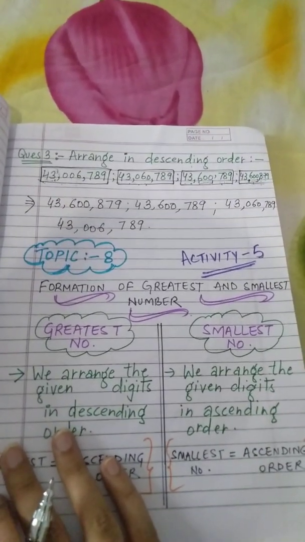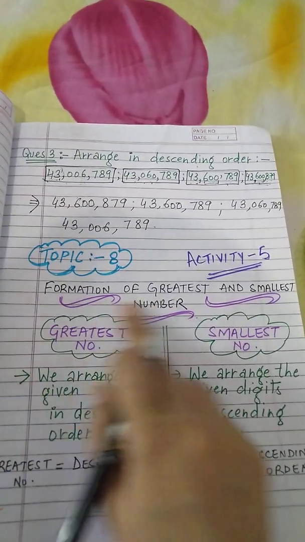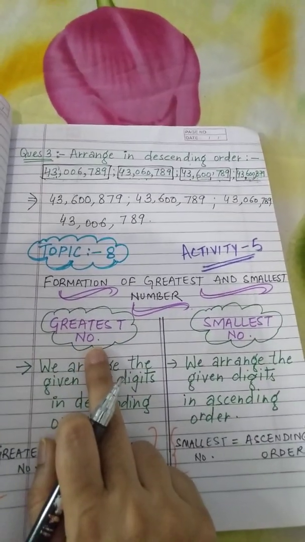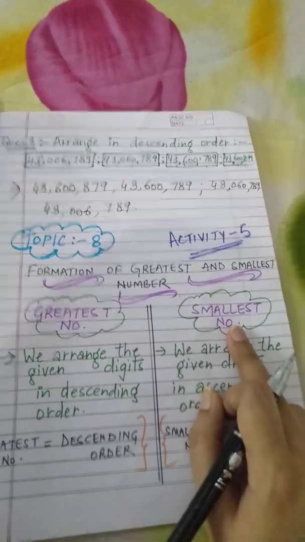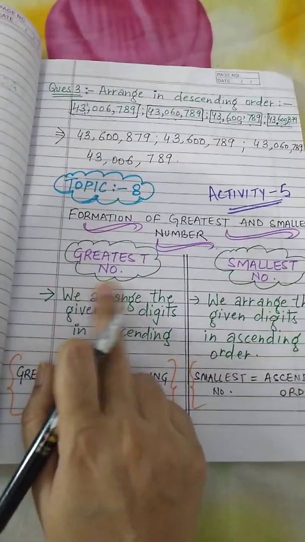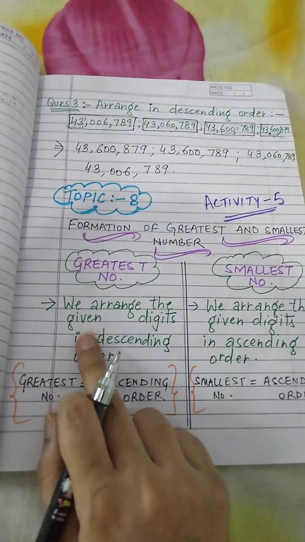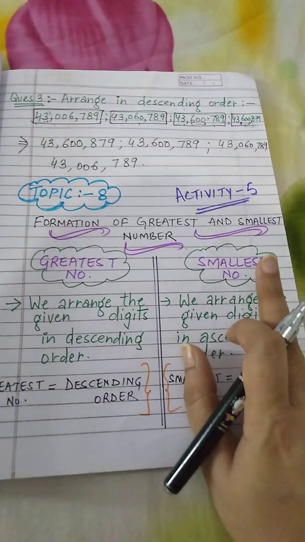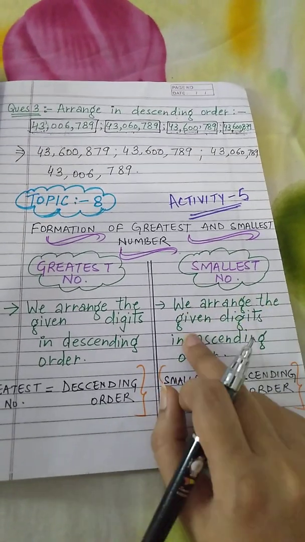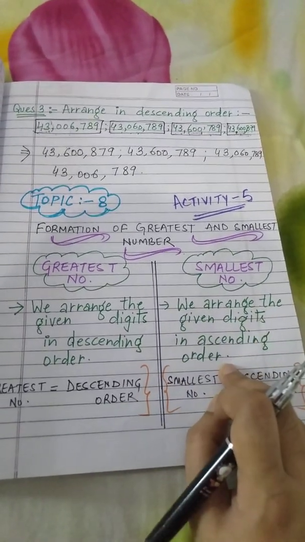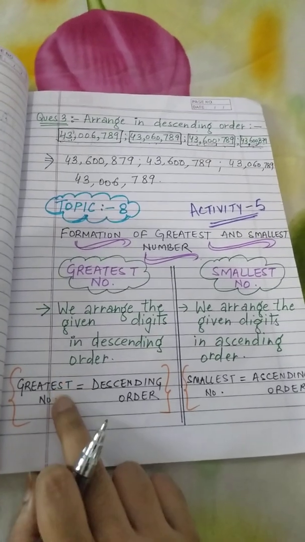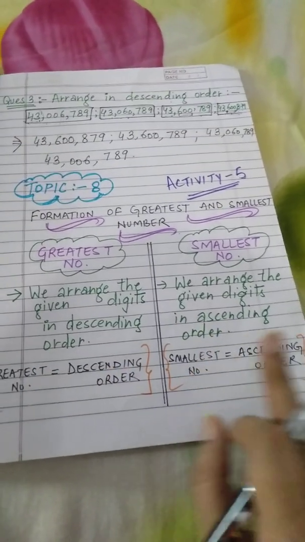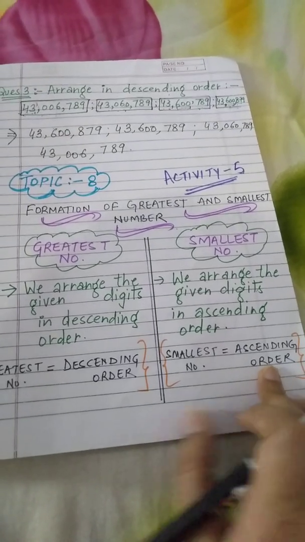Now the last topic of the chapter is formation of greatest and the smallest number. Now how can you form the greatest number and how can you form the smallest number? To form the greatest number, we arrange the given digits in descending order, and to form the smallest number, we arrange the given digits in ascending order. So for greatest number, arrange in descending order, and to form smallest number, arrange according to the ascending order.